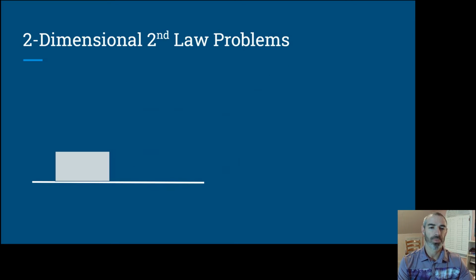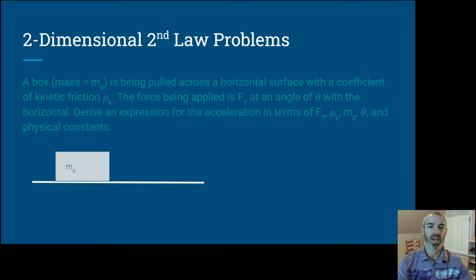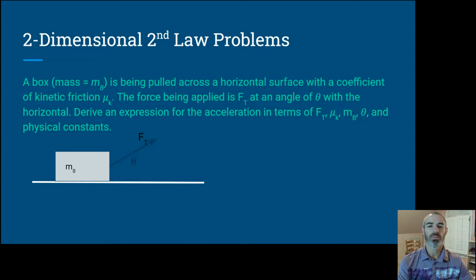So here's the problem. We have a box that has a mass, being pulled with a tension force at an angle theta, and we're deriving an expression for the acceleration in terms of the given symbols. Now, you have the tools that we've learned in the previous videos to be able to do this. So we're going to follow the steps that we've done for every other problem.